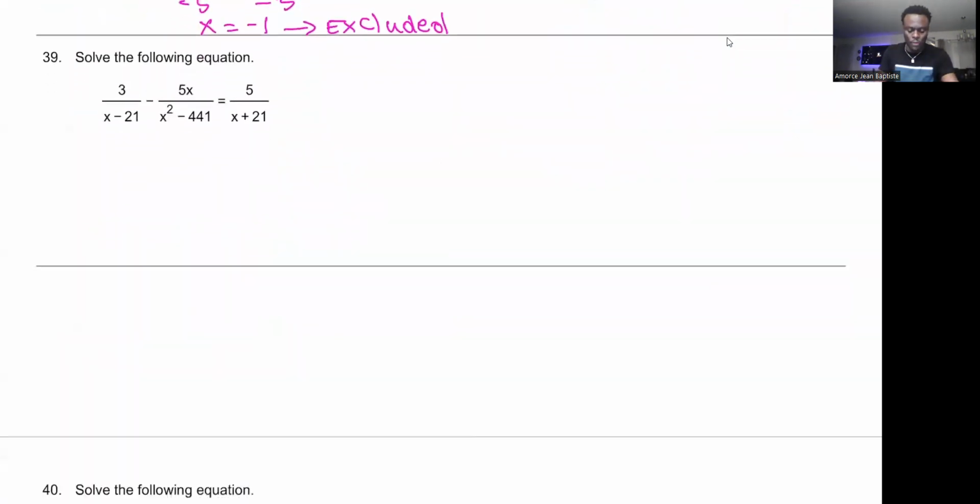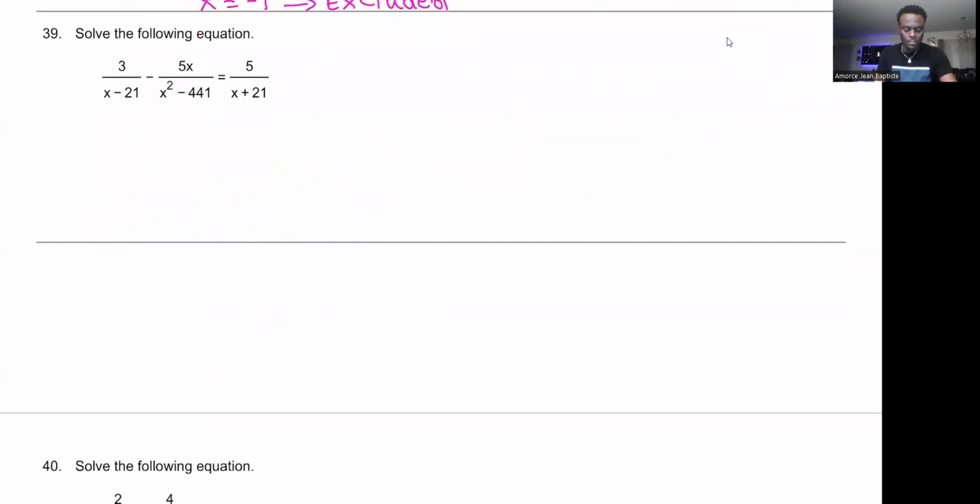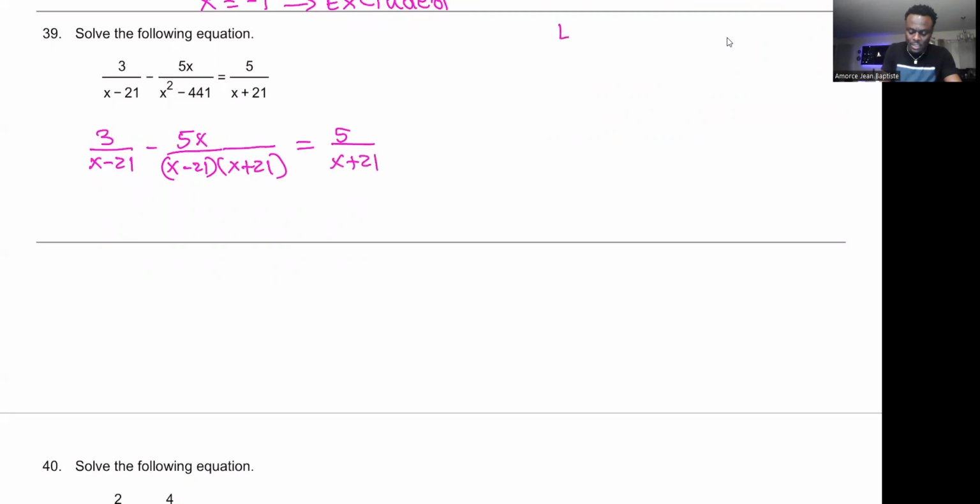Next, solve this equation. This one we need to factor, right? So my equation is 3 over x minus 21, minus 5x over x squared minus 441, equals 5 over x plus 21. So that's x minus 21 times x plus 21, a difference of squares. So the LCD is x minus 21 times x plus 21.